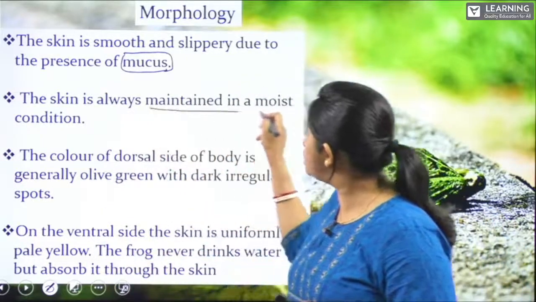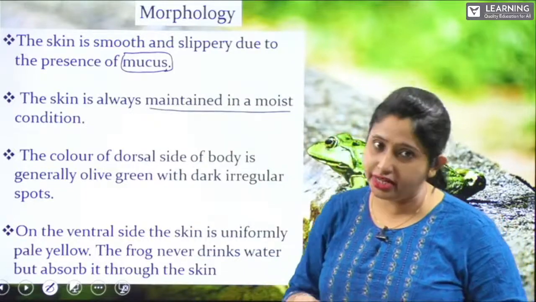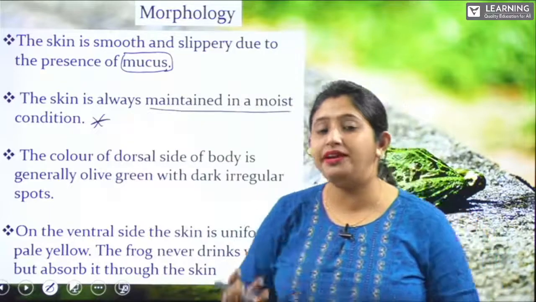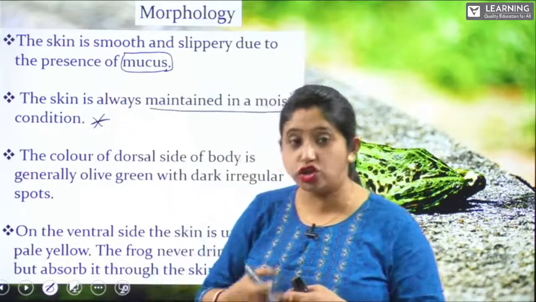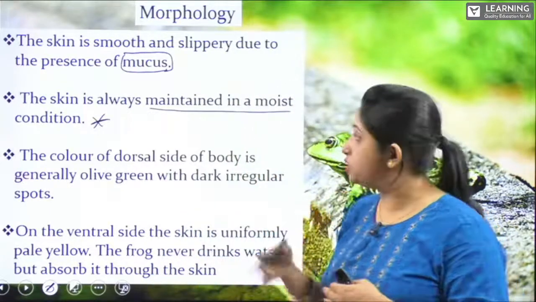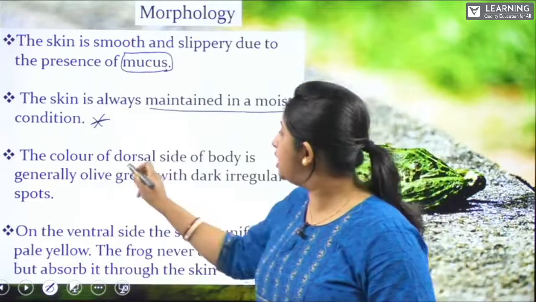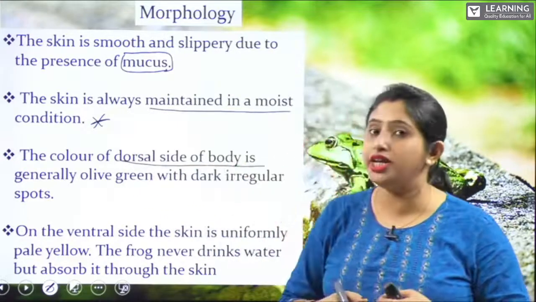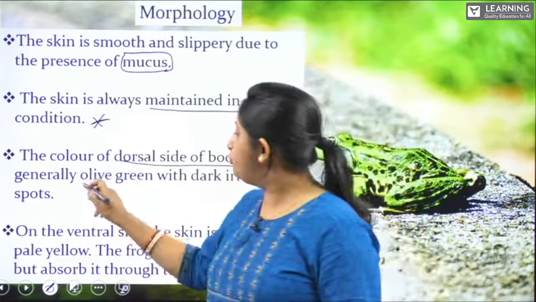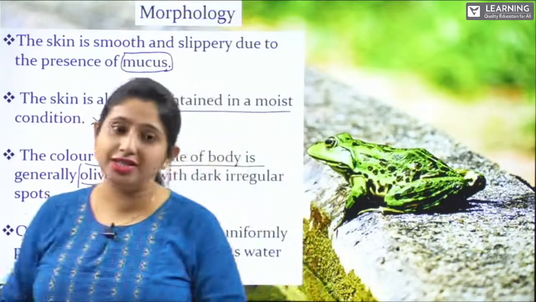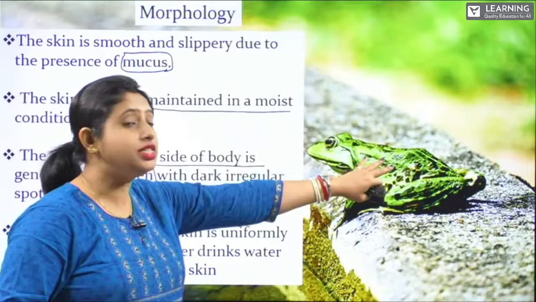And the skin is always maintained in a moist condition, which is very much essential for them to regulate the body temperature. So the skin always maintains the moist condition, and the color of the dorsal side of the body is generally olive green, which you have already seen in the picture, right? Here also you can see the color of the dorsal side, right?